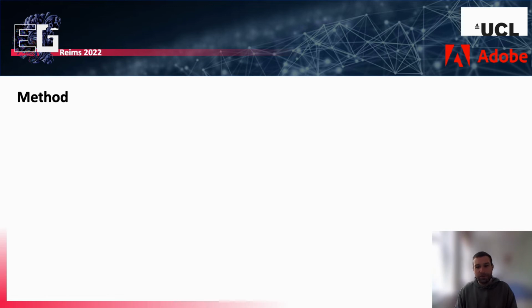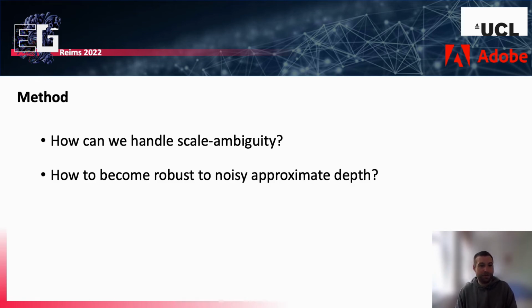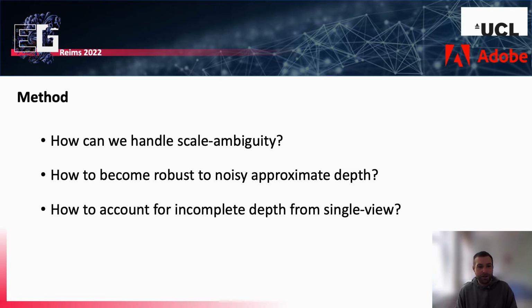However, there are three main problems with using monocular depth estimation. The first is how do we handle scale ambiguity? Second is how do we become robust to noisy approximate depths? And the third is how do we account for incomplete depth from a single view? For example, if we only see the front half of a tree, how do we infer that the tree actually extends beyond what we can see? So a pixel being cast through the back of the tree would be correctly identified as being in the shadow.